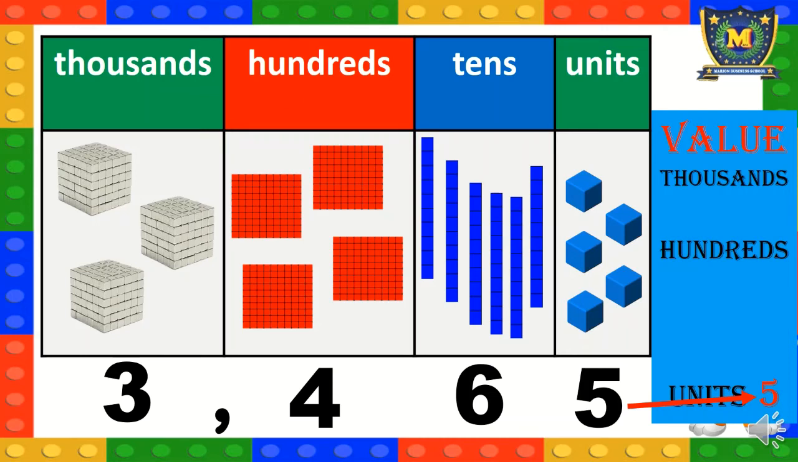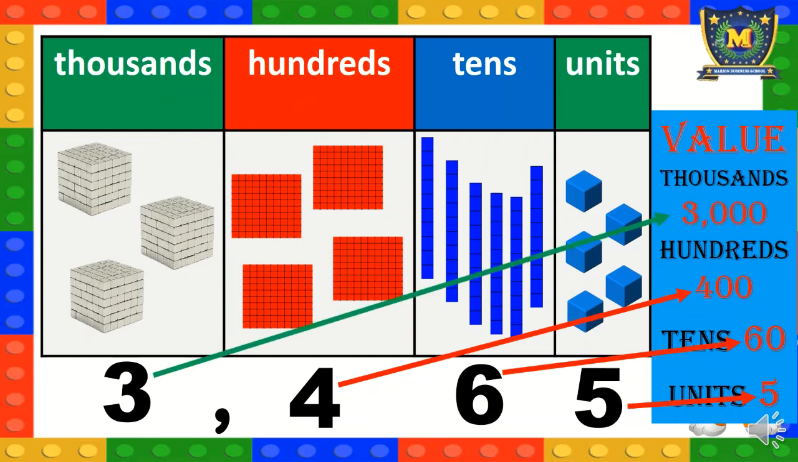Now, how about rods on the tens place? We have here 6 rods. Now, what's the value for 6 rods? Amazing, it's 60. And for hundreds, on the hundreds place, we have here 4 flats. Now, what's the value for 4 flats? Great job, it's 400. And last one, we have here 3 cubes on the thousands place. Now, what's the value for 3 cubes? If your answer is 3,000, great job.